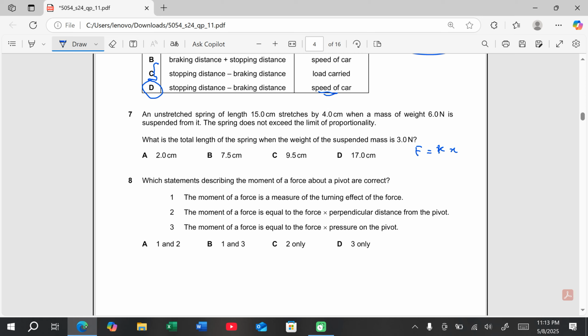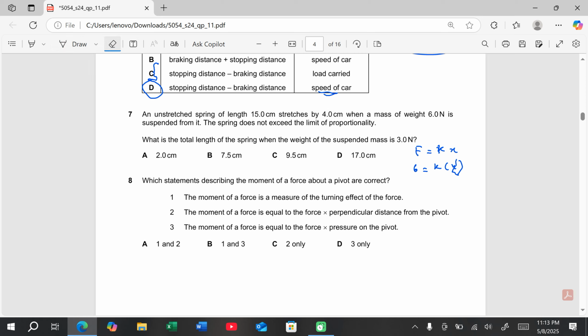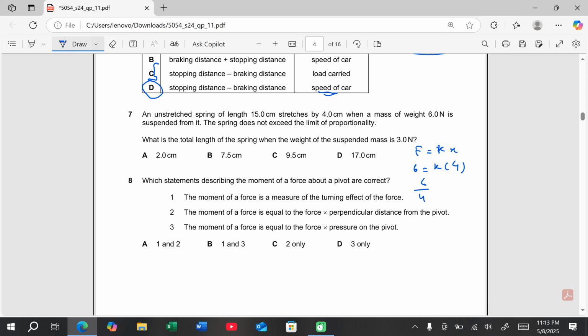When F was 6, your extension was 4. I'm not converting it into newtons, sorry, meters, because it's a P1, so we don't need to convert that into meters. So 6 divided by 4 is your K. That is going to give you 3 over 2.